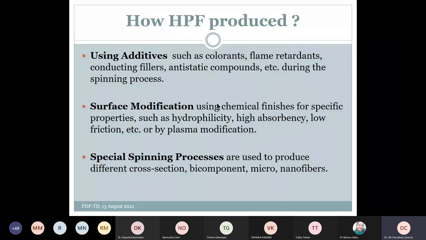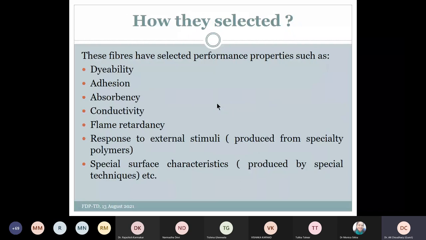How are they selected? Selected on the basis of durability, adhesion, absorbency, conductivity, flame retardancy, response to external stimuli, or any influencing factor, or special surface characteristics created by a special technique. So all these are the physical characteristics, and on the basis of these characteristics, customers select the high performance fiber as per their requirement.